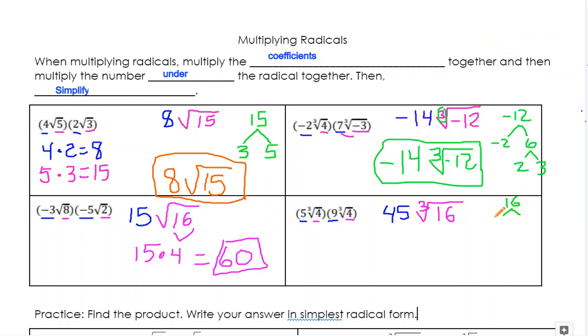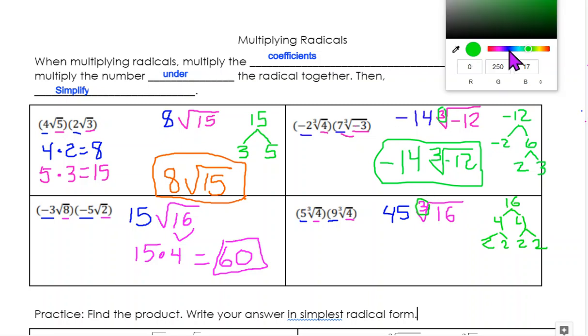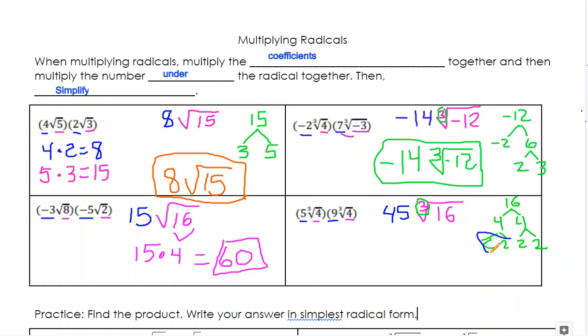Well, we just did 4 times 4, so we can do 4 and 4. And then each 4 can be broken down into 2 times 2. And since it's a cube root, I'm looking for a group of 3 I can pull out from underneath my radical. So I have a group of 3 2's here, and I'm going to pull out a group of 3 2's.